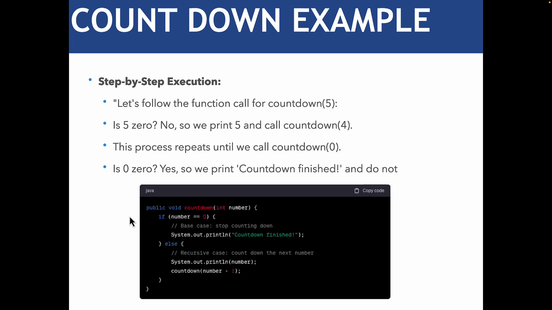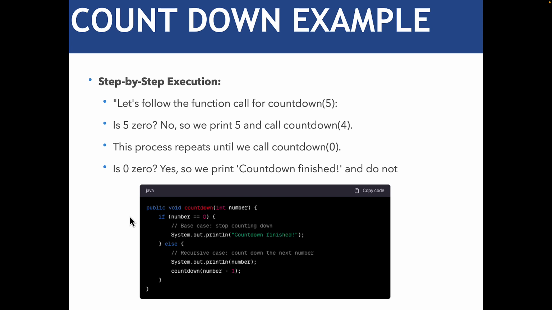Look now, void countdown int number. So the base case: first of all, when you start with recursion, you need to identify the base case. The base case, what is the stopping condition? The base case: if n equals 0, I'm going to leave, exit. Else, I will print the number.